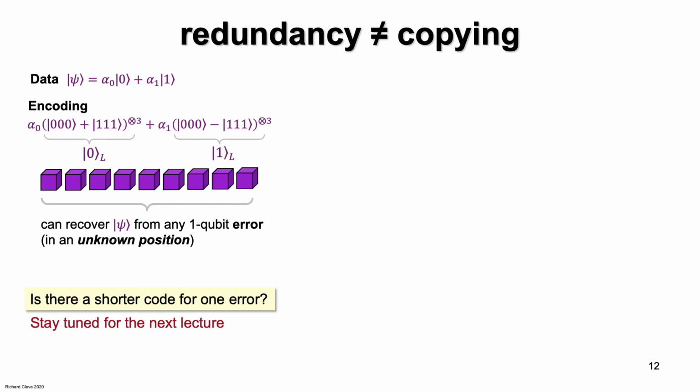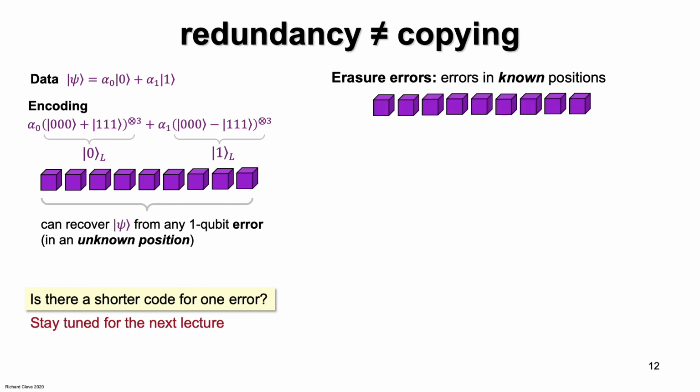Finally, I'd like to explain a different type of error called an erasure error. For this type of error, the positions of the affected qubits are known. One way of viewing this is that some of the qubits are lost, but we know the positions of the lost qubits, and the remaining qubits are undisturbed.